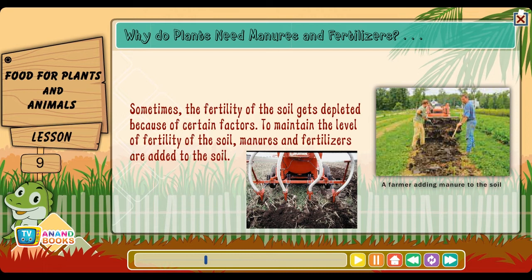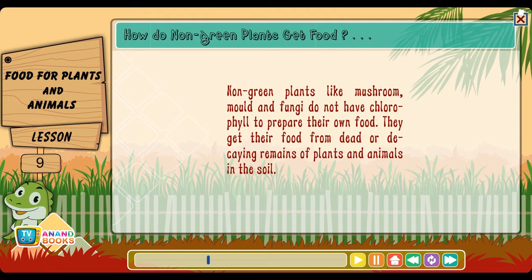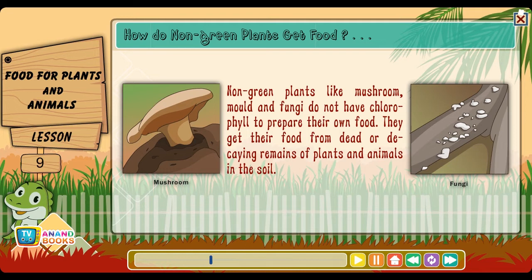How do non-green plants get food? Non-green plants like mushroom, mold and fungi do not have chlorophyll to prepare their own food. They get their food from dead or decaying remains of plants and animals in the soil.